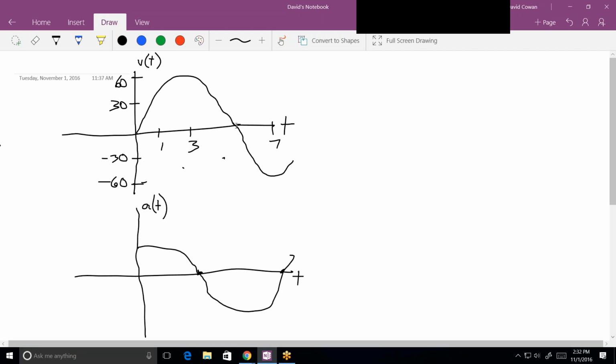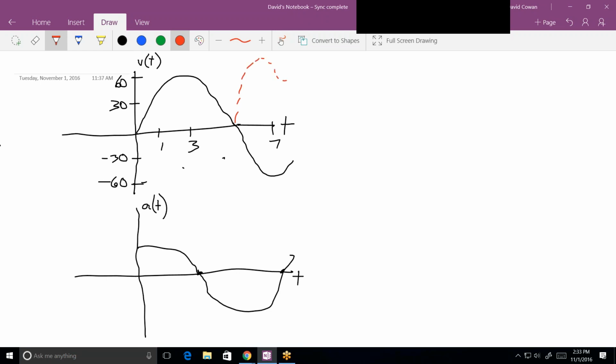Notice that from this point to this point, the particle is speeding up. It's going to the left, but it's going 30 miles an hour to the left, and then 60 miles an hour to the left. So it's speeding up even though the acceleration is still negative. So you cannot look at acceleration to determine whether a particle is speeding up or slowing down. You have to look at velocity. And remember what speed is. It is the absolute value of velocity.